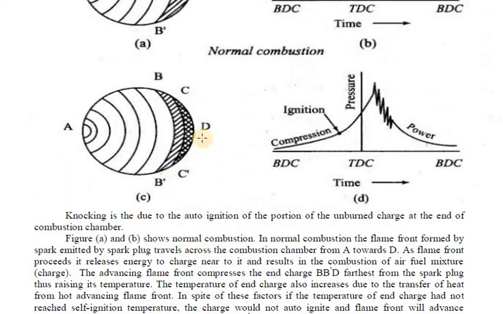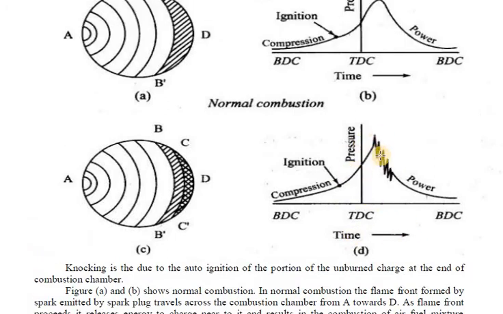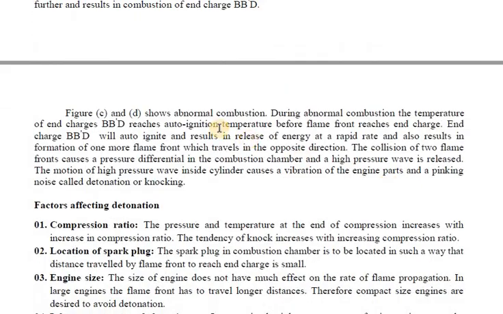Next, consider this another figure, C and D. This is also an engine cylinder. Here at the end point there are two portions, C, C dash and D, and B, B dash and D. At the same time, in this indicator diagram of pressure and time, there is a slight change. There is a zigzag portion in the graph. This indicates knocking. How this knocking takes place in the engine cylinder, I will explain in this paragraph here.